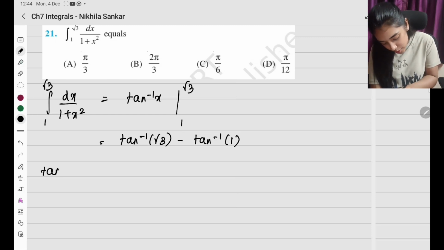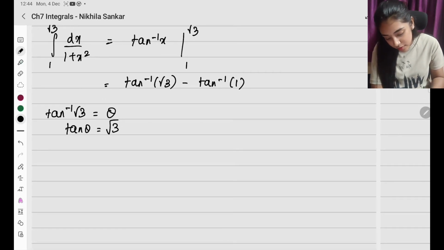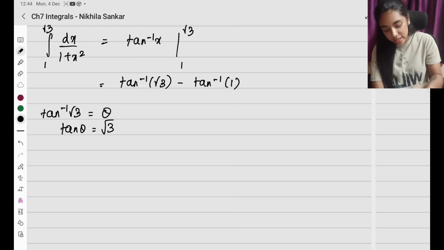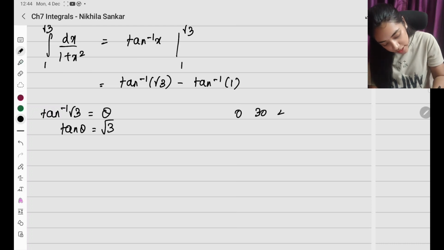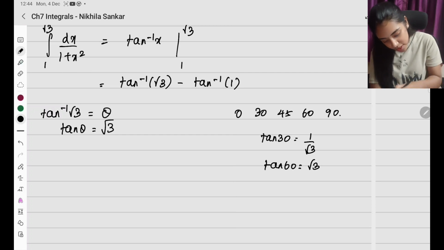Now let's find the values. Tan inverse of root 3 is going to be theta, so tan theta equals root 3. So what is root 3? Where does it come? You have 0, 1 by 2, 1 by root 2. So where do the values of tan come? I have 0, 30, 45, 60 and 90. I know that tan 30 is going to be 1 by root 3, and tan 60 equals root 3. So here we have root 3, so theta equals 60 degrees, which is going to be pi divided by 3.